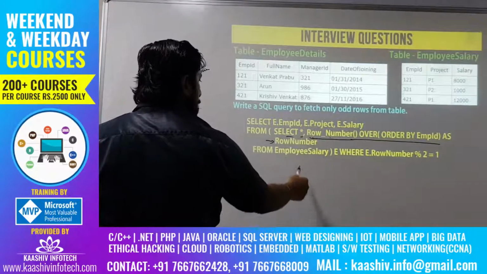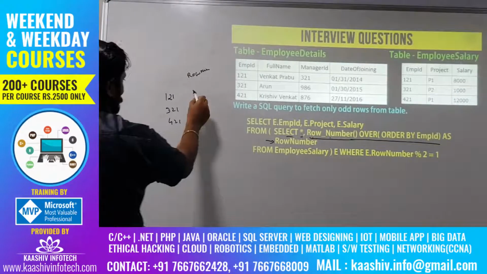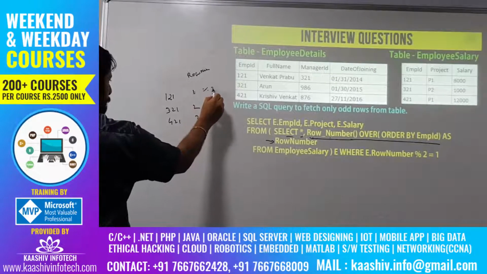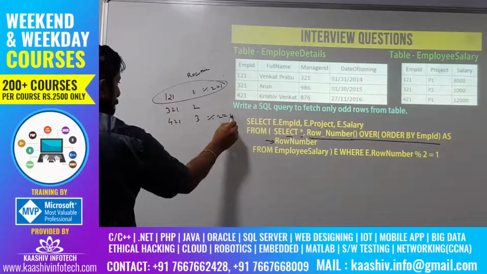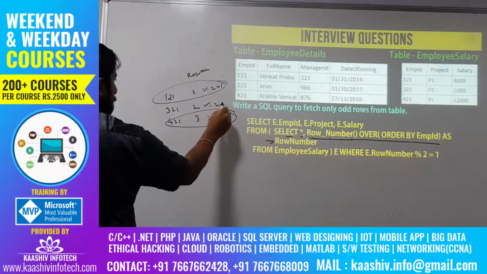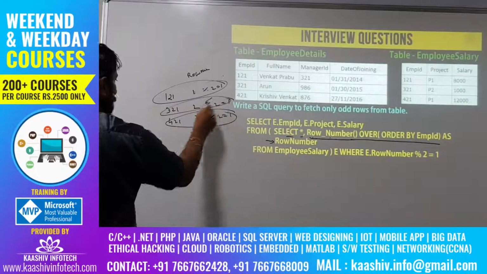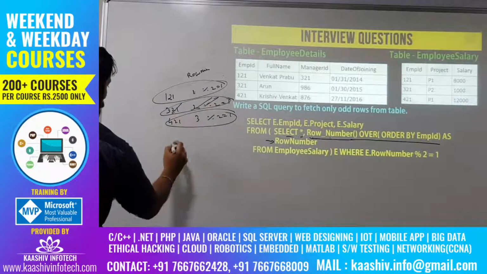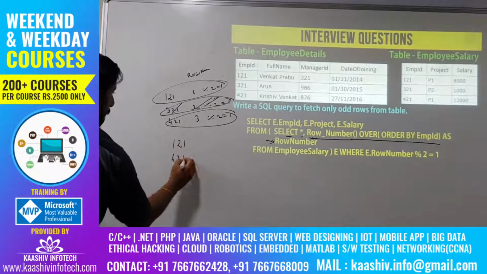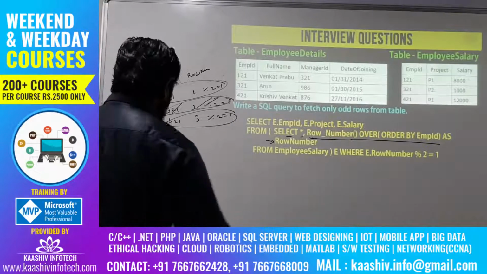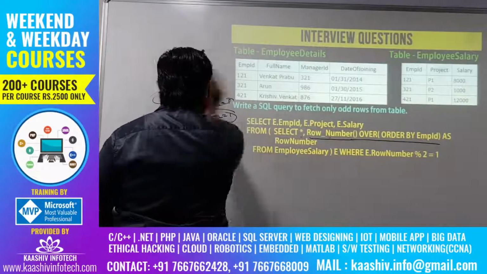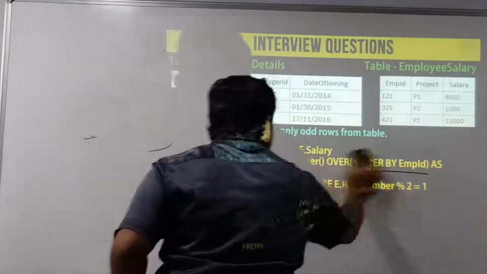Now I got this data, and afterwards I'm trying to fetch where row number percentage of 2 is equal to 1. Yes, this will satisfy. This will satisfy. This won't get satisfied. The answer is 121 and 421. So this query will give the odd rows of a particular table. Let's move on to the next question.